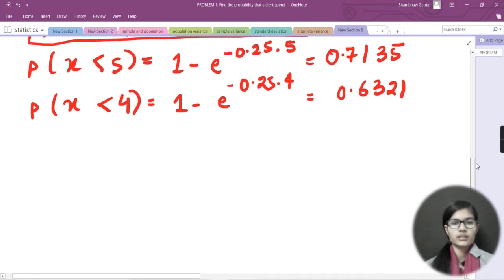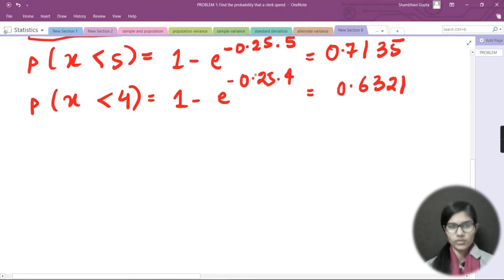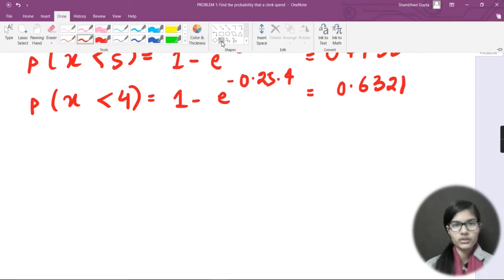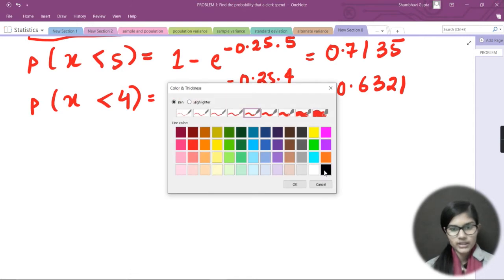While doing the formula, I'm just putting the values in that formula. That is the simple thing which I'm doing here. I'm doing nothing very high. Now, what I need to make here is, firstly, a graph. For that, let me take this color, and I need to change my color to black, and here I would be making that graph.